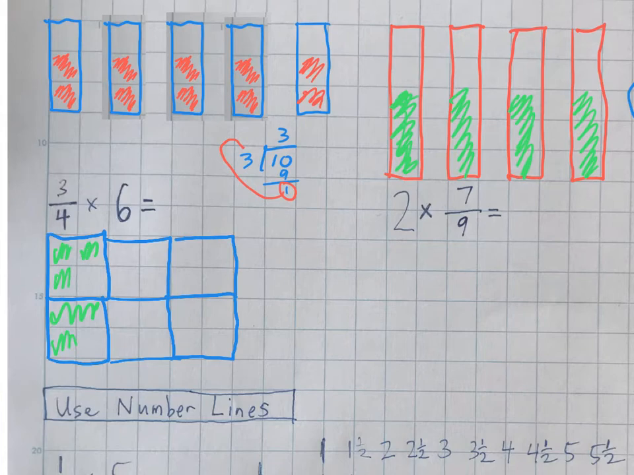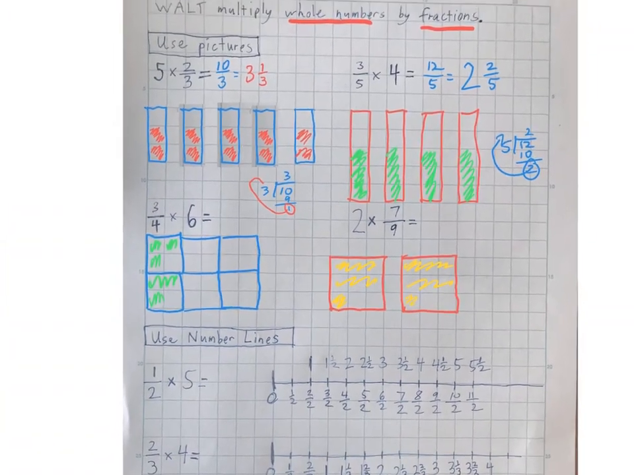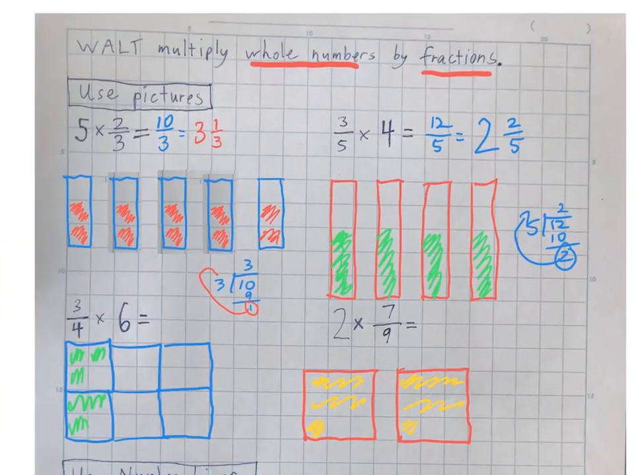And then 7/9, you only need 2 of them. Why don't you make a nice 3 by 3 ninths? And then you need to have 7 of them filled in. And how many ninths do you have? And can you make it into a mixed number there? And then I think that will show you how this works.